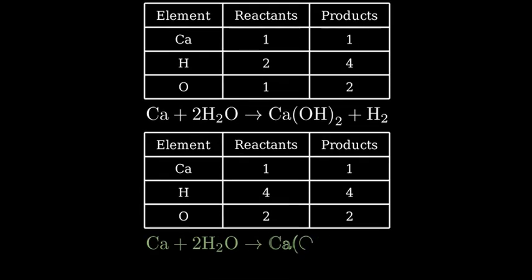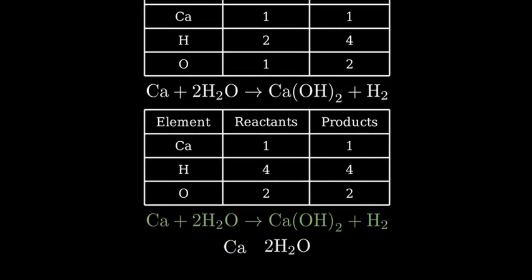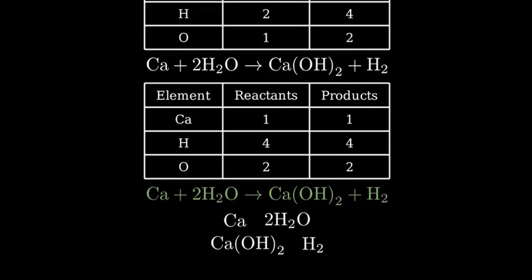The final balanced chemical equation is calcium plus 2 water molecules yields 1 calcium hydroxide molecule plus 1 hydrogen molecule. Let's break down what this balanced equation means. On the left side, we have our reactants, 1 calcium atom and 2 water molecules. On the right side, we have our products, 1 calcium hydroxide molecule and 1 hydrogen molecule.